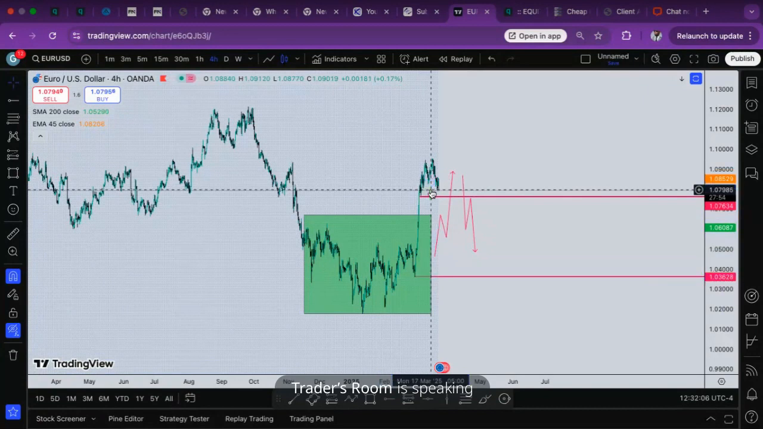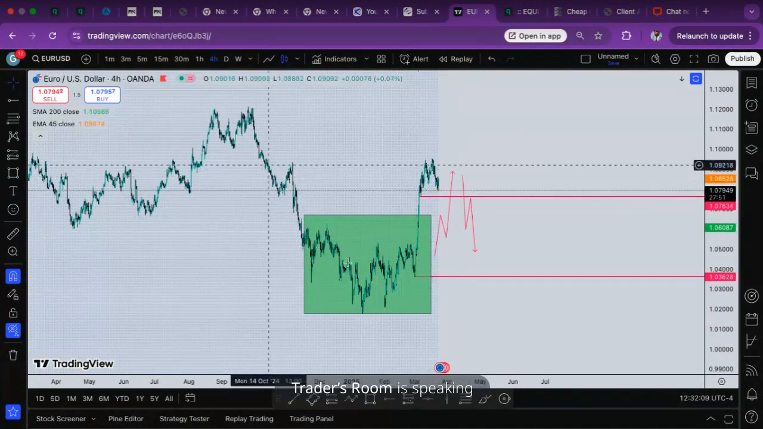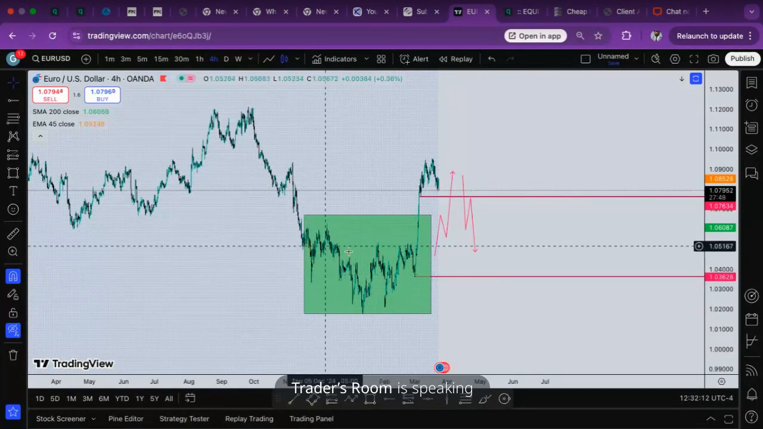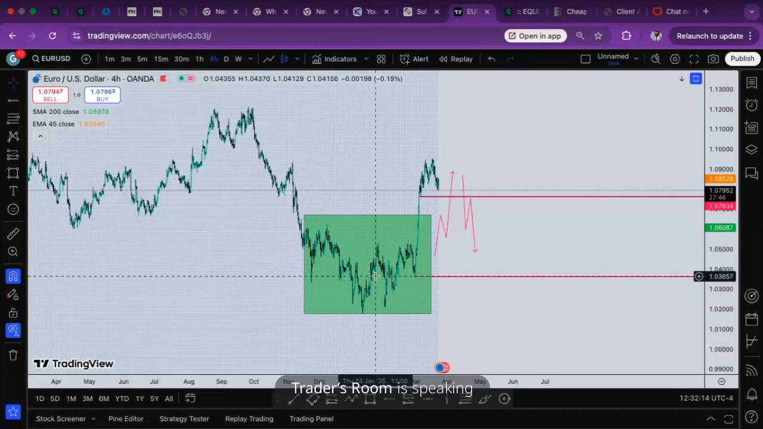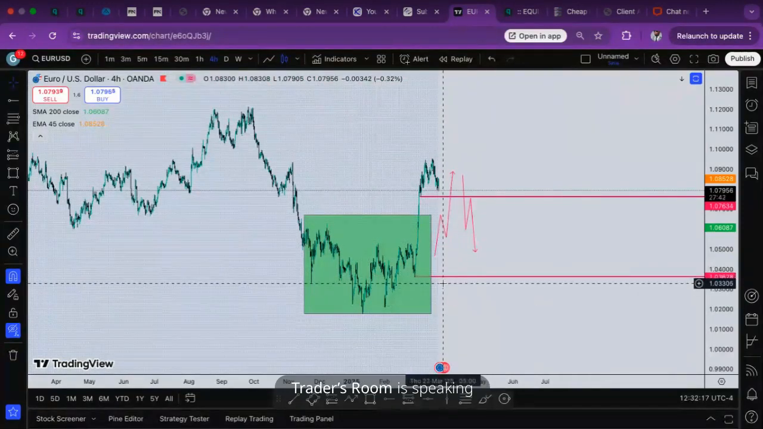So what does that mean? We have a different bias. And what that means too is we have a reversal right here from this point. So now, what is my expectation? My expectation is to expect a correction. Why should I expect a correction?